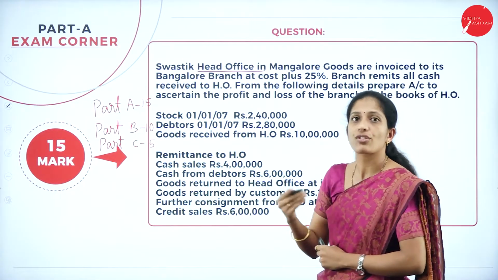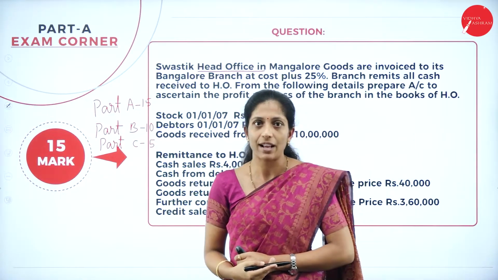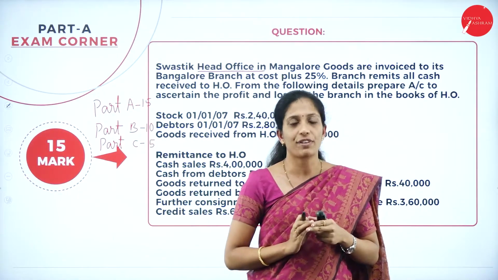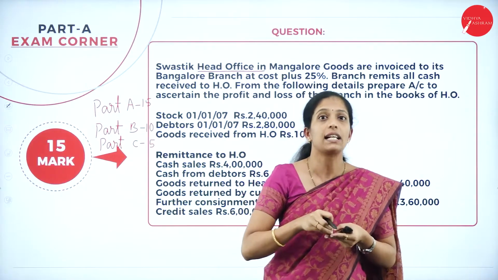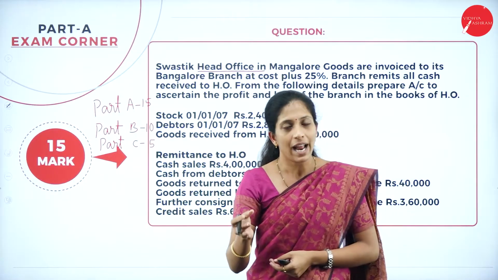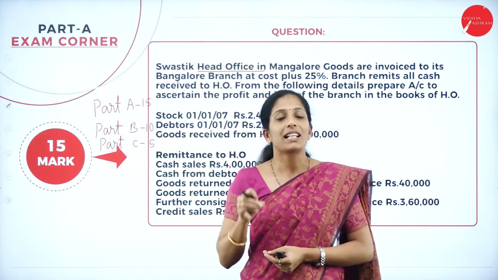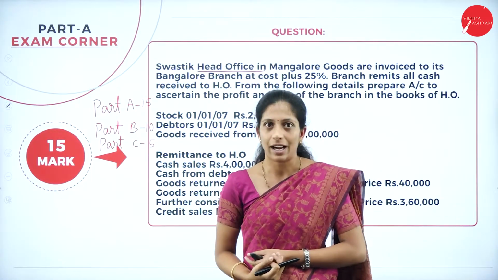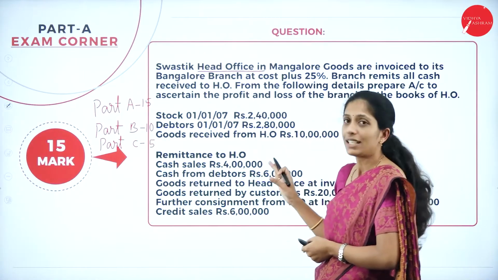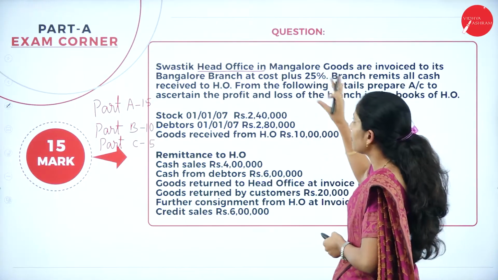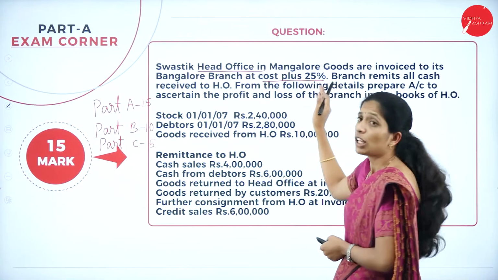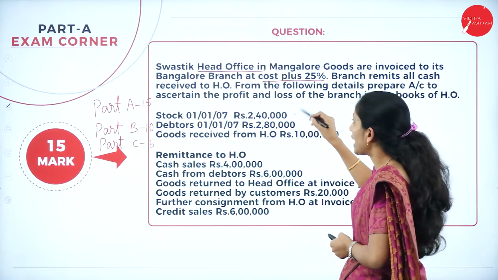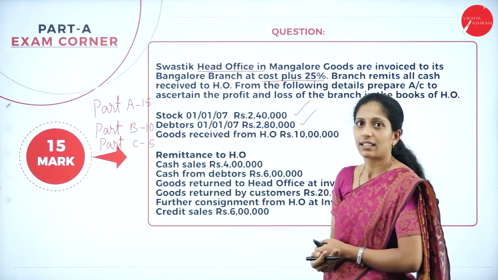Here we are going to solve a problem on dependent branch, where all the expenses will be met by the head office. Whatever expenses are incurred in the branch will be given by the head office. At the same time, whatever income is earned in the branch has to be remitted back to the head office. They have given cost plus invoice price. Next, they have given opening items here, that is stock as well as debtors.